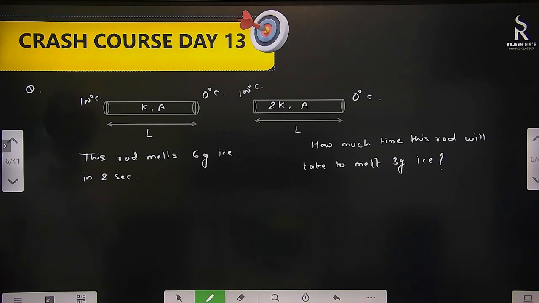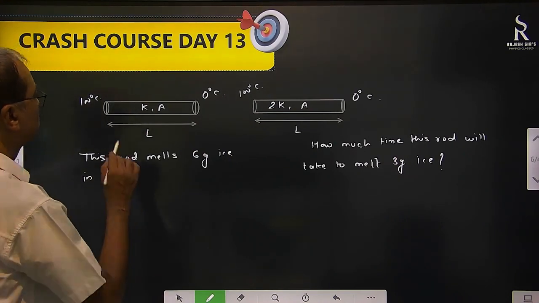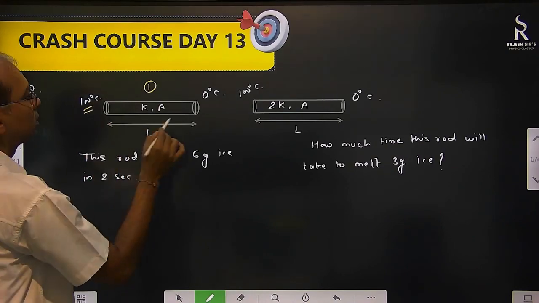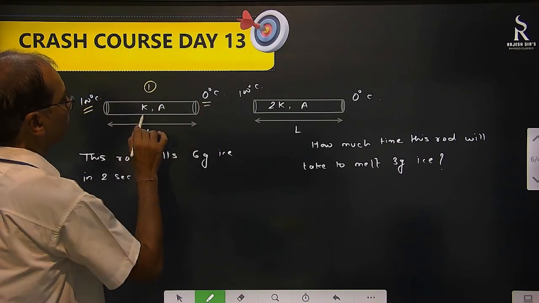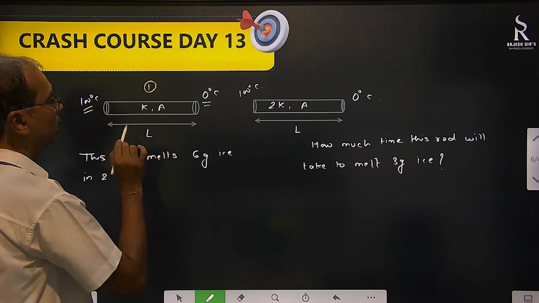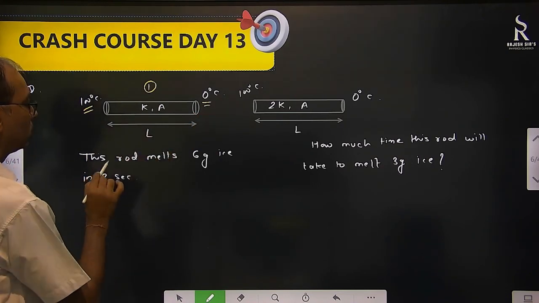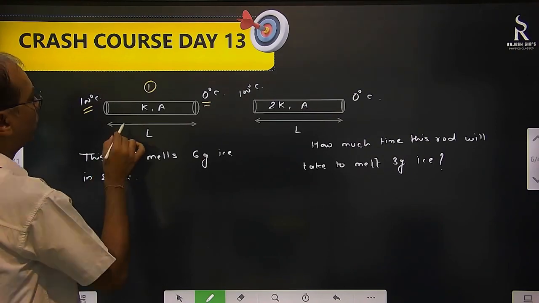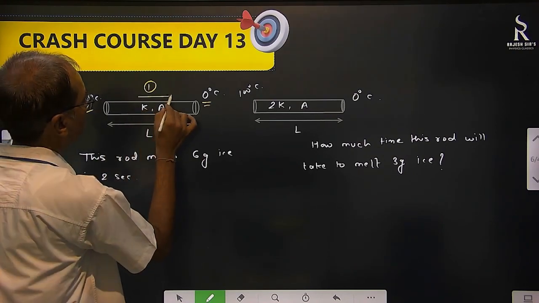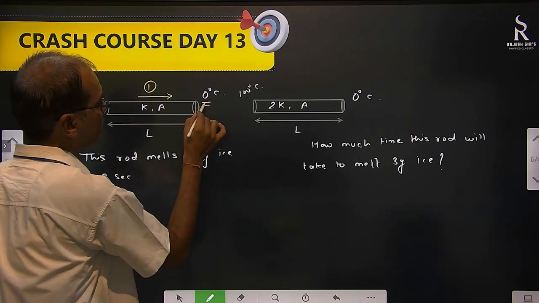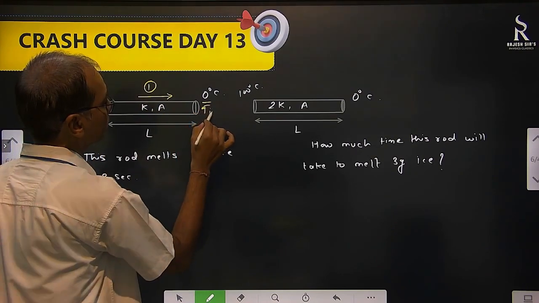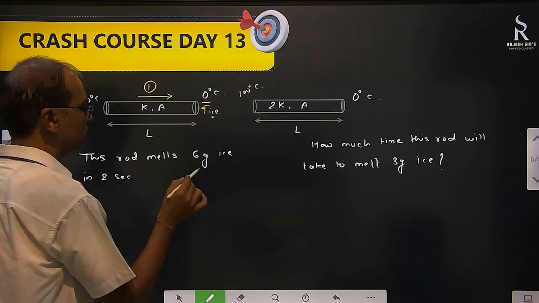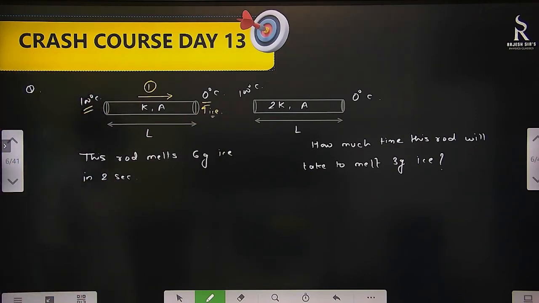See again, one more. This is one rod, rod number 1. This temperature 100, this temperature 0. This is thermal conductivity K, area A, length L. It says that this rod melts 6 gram ice in 2 seconds. How will heat be flowing? From here to here. This is at 0, definitely ice is here. So heat is coming and melting the ice. How much ice is melted? 6 gram in 2 seconds.